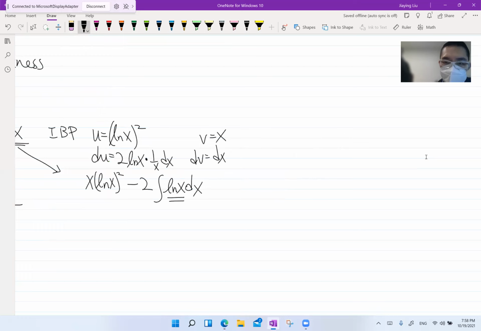That part, I'm going to call capital U, which is natural log of x. And the d capital U I can find out. And then the d capital V, I'm going to call just dx. And the capital V I can find out to be x. And we basically have done that in the previous part. So that's what I meant by integration by parts twice.